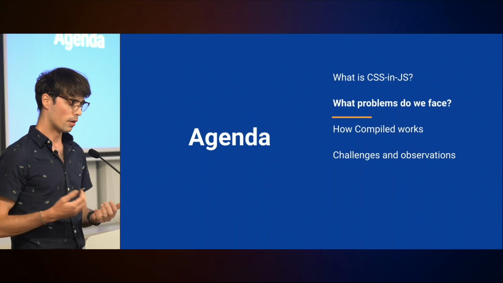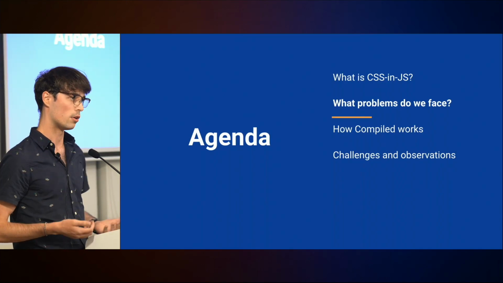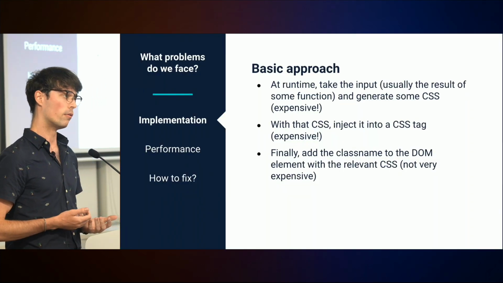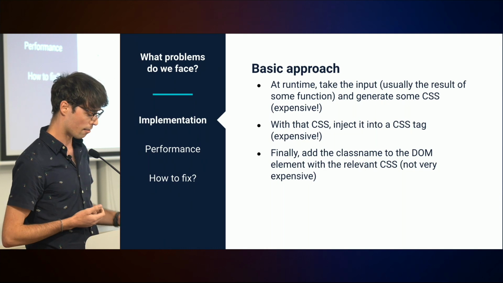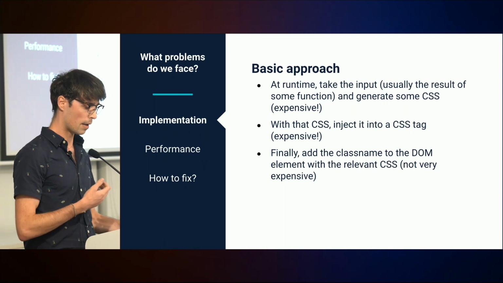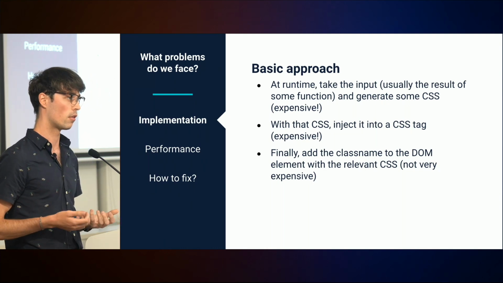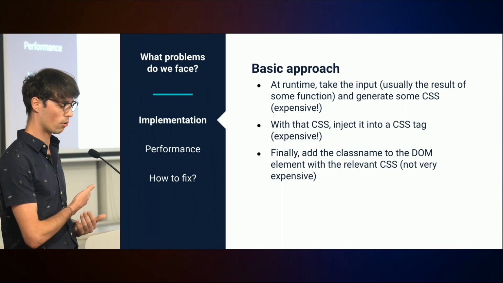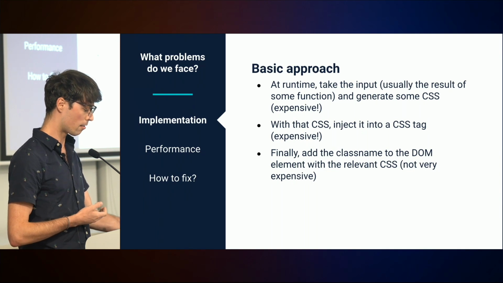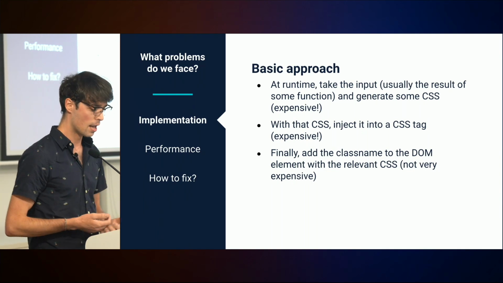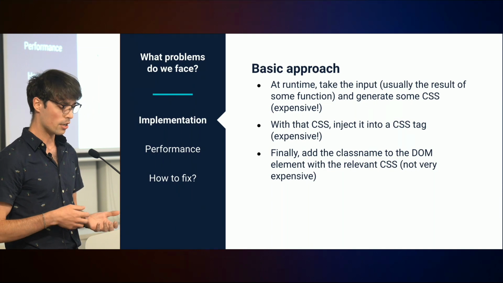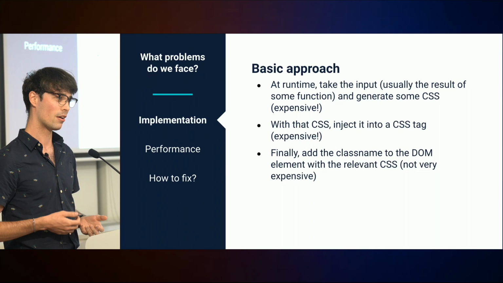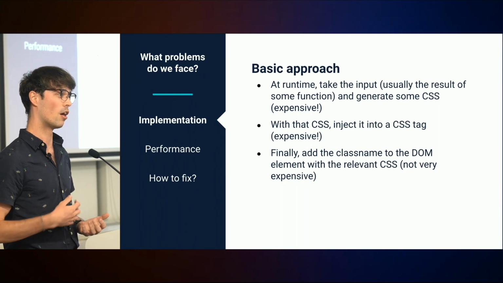So I want to talk about the problems that you face when you have this sort of implementation, right? The basic approach of a traditional CSS and JS library is that at runtime, it takes the input, which is usually the result of some function, which is what makes it useful, right? You saw those props that I was showing you earlier. That's only available at runtime, right? So you go and do that, you generate some CSS, that can be pretty expensive. You don't really think about it when you're doing it on a small app. When you get to scale, there's a lot of it.